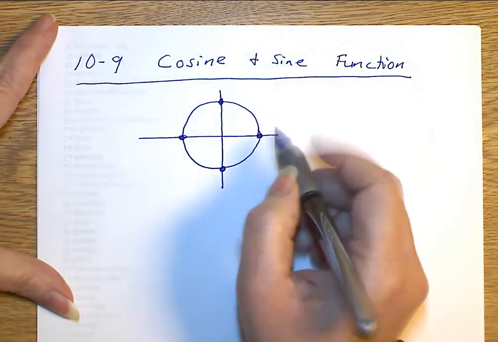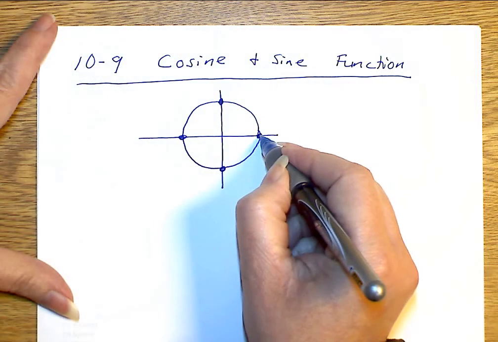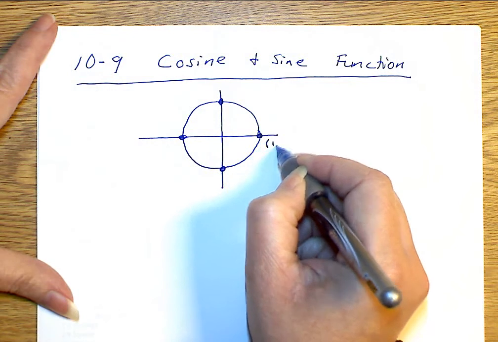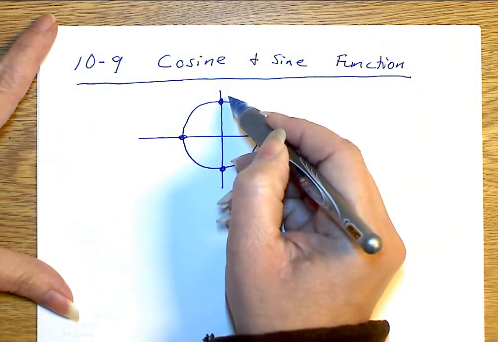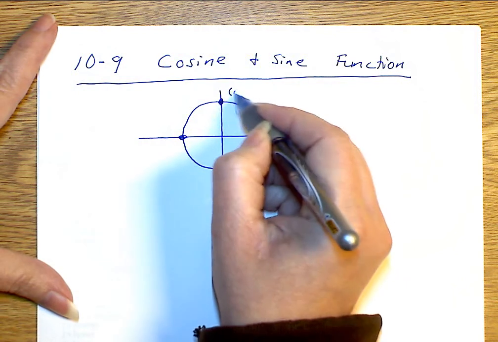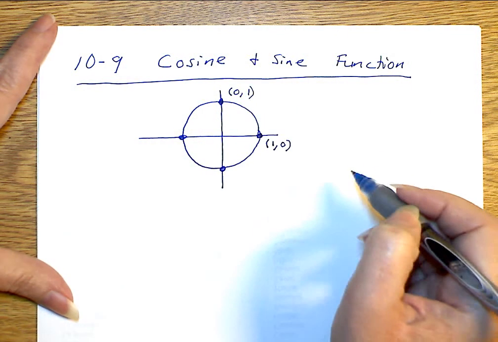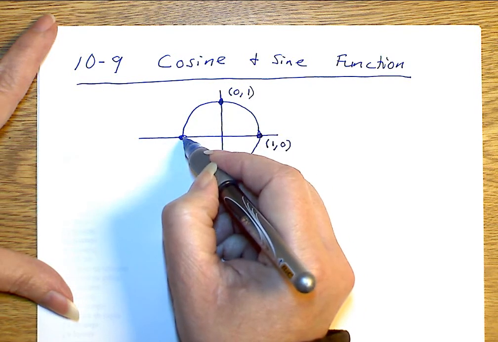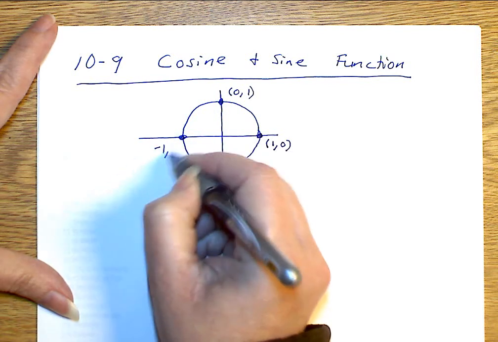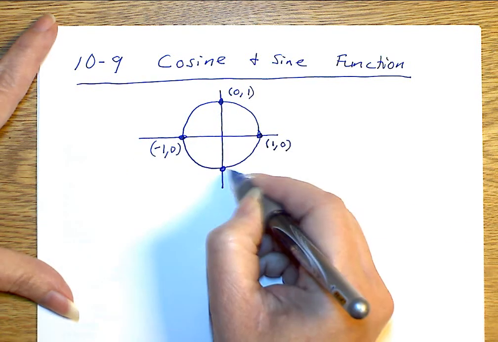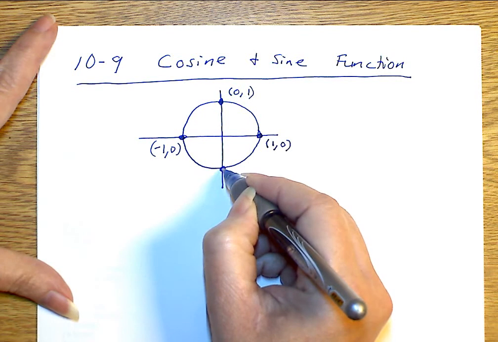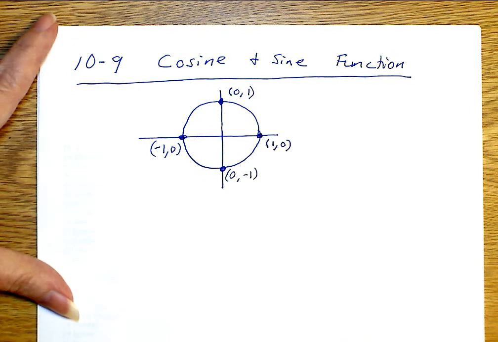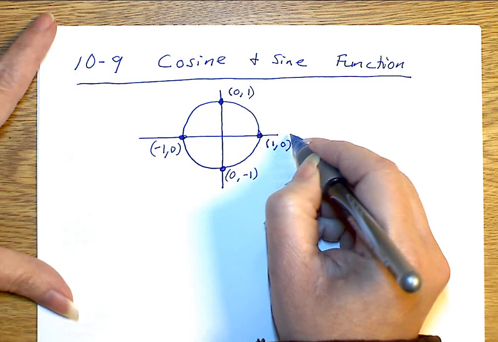So this first one is what point? 1, 0. This point right here is 0, 1. Austin, what's this point right there? -1, 0. And this bottom one is, class? 0, -1.